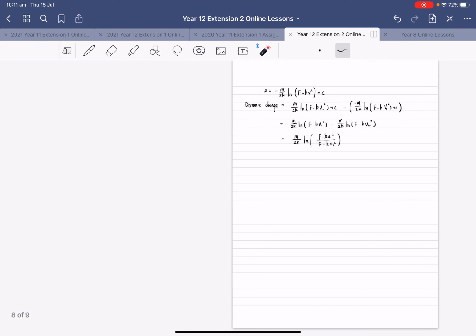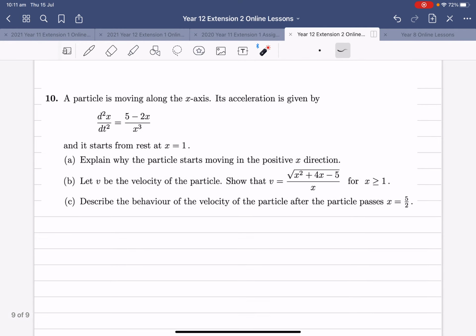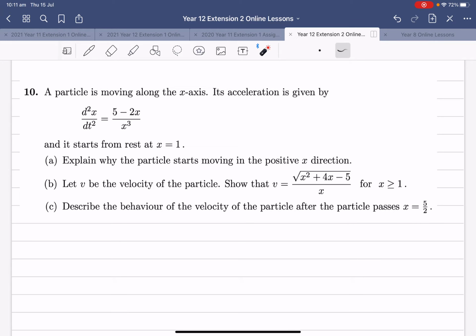All right, let's have a look at question 10. Let's hope question 10 will be slightly different to question 5. Okay, all right, so let's have a look at question 10. Question 10, a particle is moving along the x-axis. Its acceleration is given by this formula here. Now, if you look at this formula, that's a as a function of x, acceleration as a function of displacement. It starts from rest when x equals 1. Rest means v equals 0. Starts means t equals 0. All right, so this is information I can have. Explain why the particle starts moving in the positive x direction.